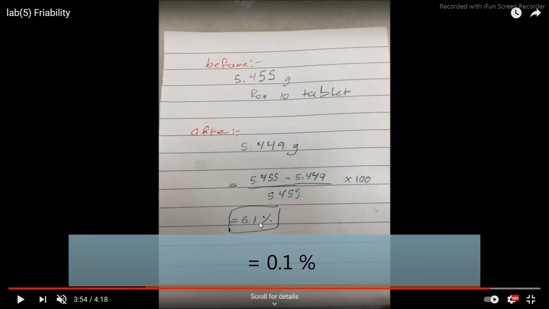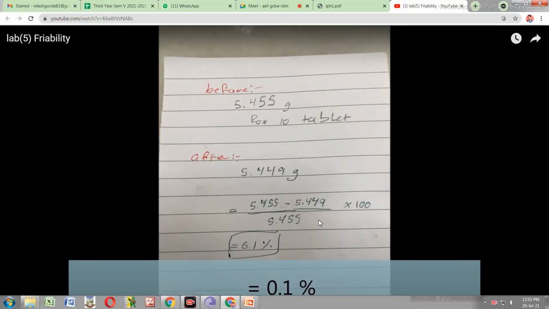So here the friability was about 0.1%, which is less than 1%. So if the limit is less than 1%, then your tablet will pass the test for friability. In this way, you have to perform the friability test.